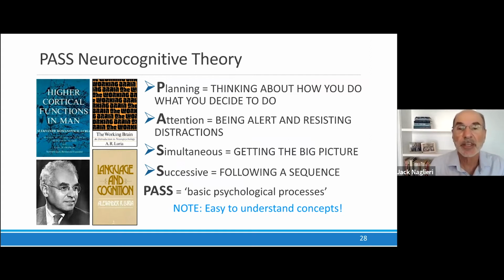So here's my theory of intelligence, whatever you want to call it. Here's my theory of learning. I really think PASS is a theory of learning. Actually, that's my favorite way of describing it. But here are the definitions of the four components. Planning is thinking about how you do, now listen to this part, what you decide to do. Attention is being alert and resisting distractions. Simultaneous processing is about getting the big picture, seeing how things go together. And successive processing is about following a sequence.